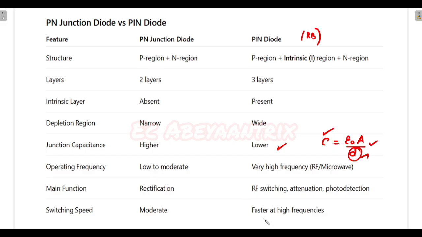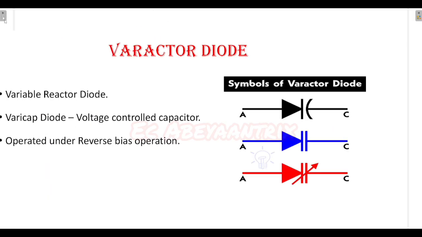In PIN diode, switching speed will be very fast at high frequencies, but not as fast as a Schottky diode. Among all the diodes, Schottky diode only offers high switching speed. Keep that point in mind. But compared to PN junction diode, PIN diode offers a higher switching speed, at high frequencies mainly. And this is all about PIN diode and its comparison.